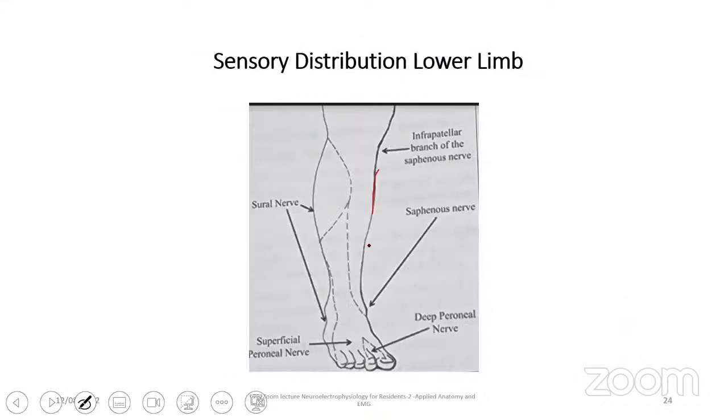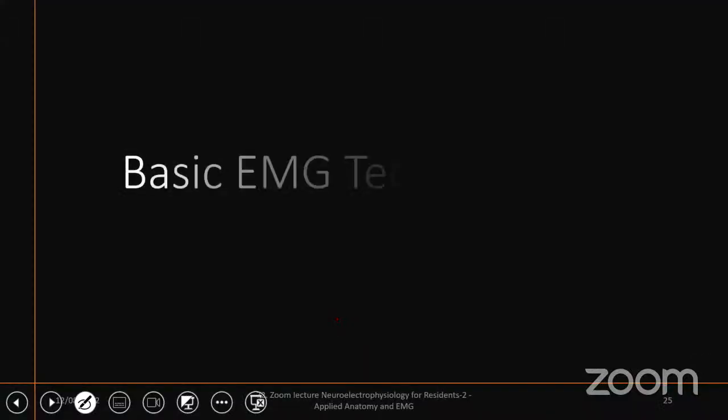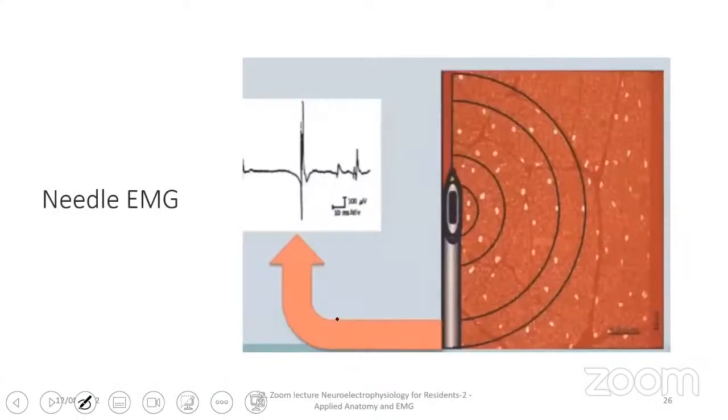This is the L4 dermatome, and that is the saphenous nerve distribution. The sural nerve distribution and the superficial peroneal nerve distribution. Both the superficial peroneal and sural nerves are tested usually. So that brings us to the EMG technique, basic EMG technique. And see, whenever we do needle EMG, there are some procedures which we should follow, and precautions which we should take.